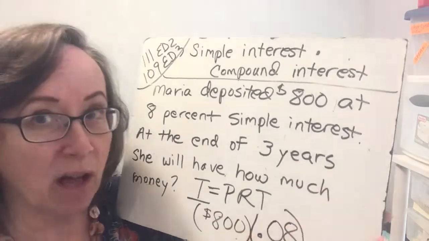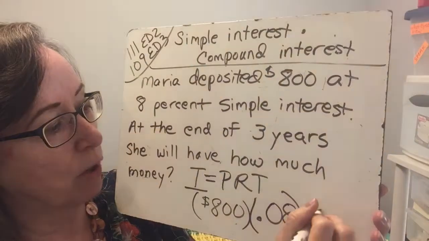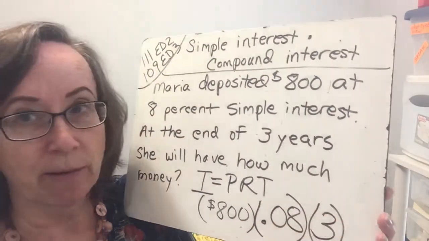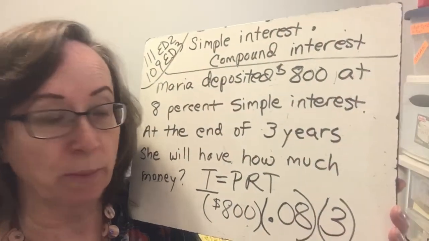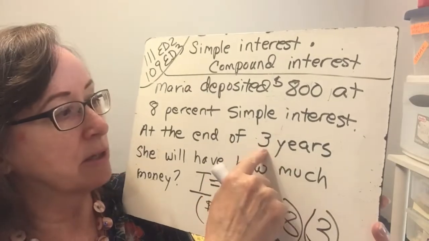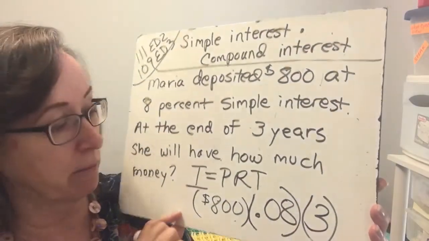Now time is always in years. So we're just going to put a 3. Okay, time is not in months or days or weeks. Time is always in years. So since it's 3 years, we just put a 3.